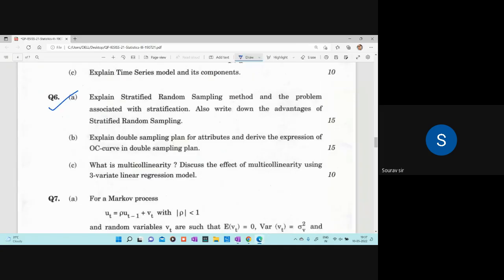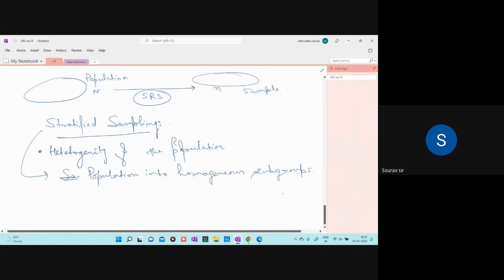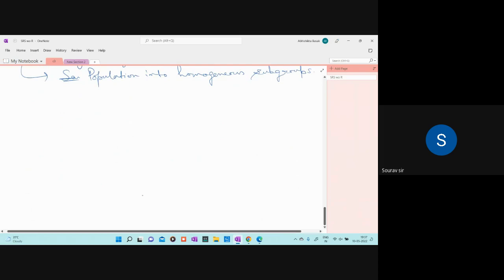Since it's very difficult to explain stratified random sampling like this, these will be the key points. So we are going to explain this in a different way. To make it a little bit different, first we are going to consider that suppose our population has or possesses different characteristics.